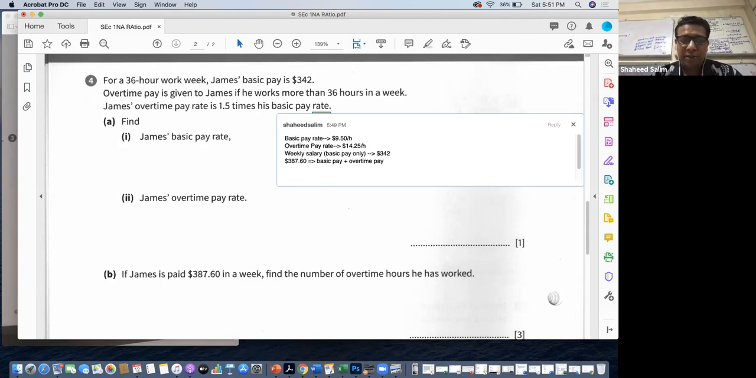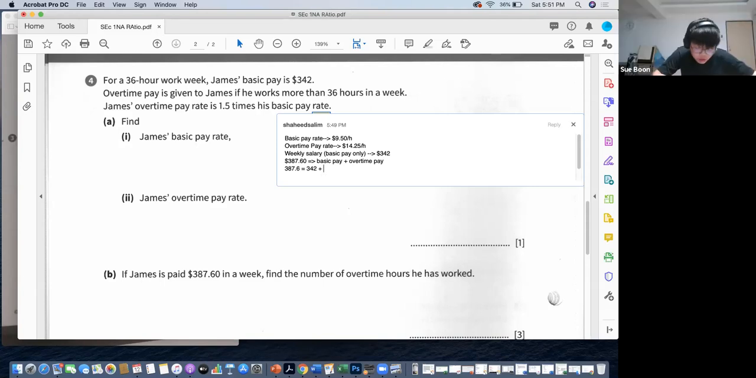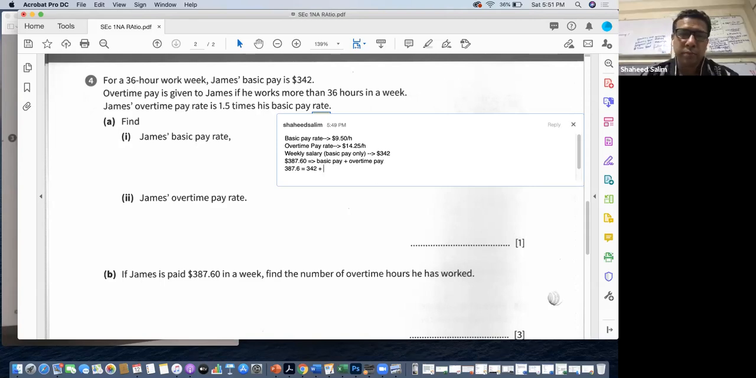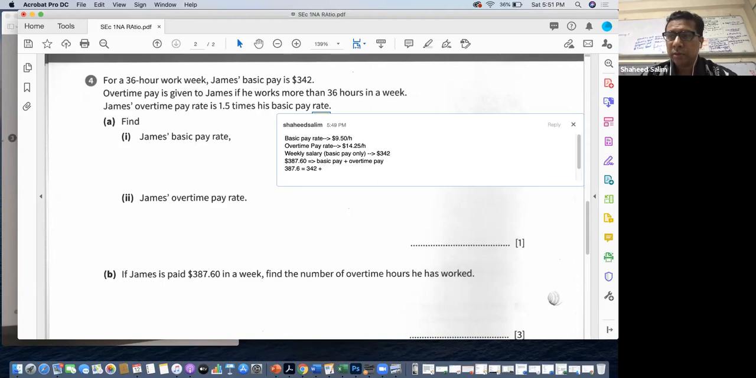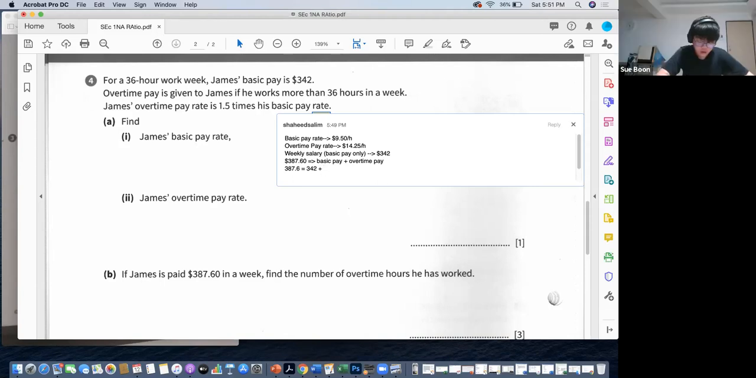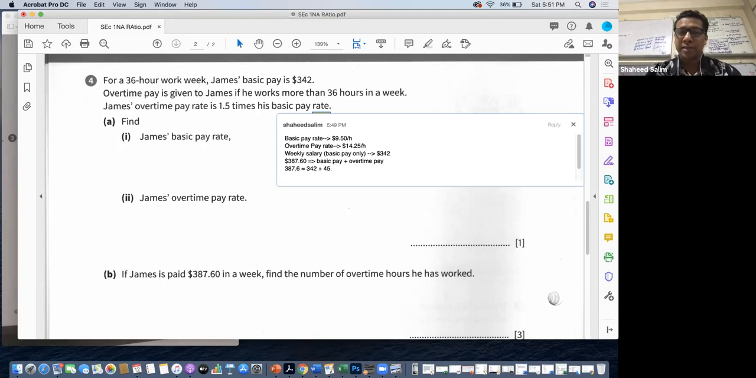So how much is overtime pay? 387.6 is equal to 342 plus what? This plus what is your overtime pay. So how much is the overtime pay? You have to minus, mister. You have to minus. That means you're not so sure, I've got to give you another question then. 45.6. Okay, so $45.60 is the overtime pay.